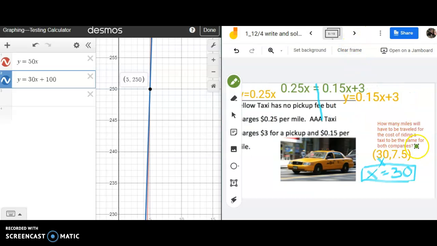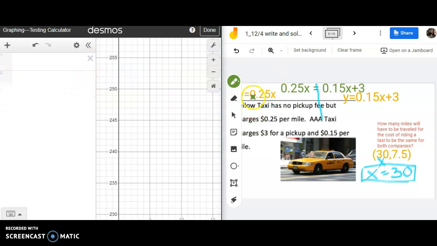Next, the problem wants them to be the same, so all I did was put an equal sign in the middle. Then I went to Desmos and graphed each of them separately. So I said y equals 0.25x, and y equals 0.15x plus 3. And then you've just got to find the intersection point. We care only about the x, and that's our final answer.